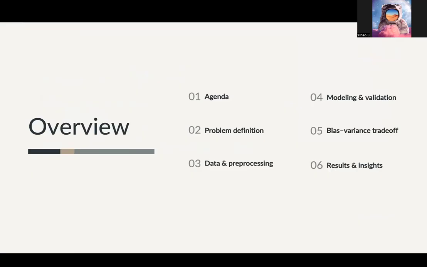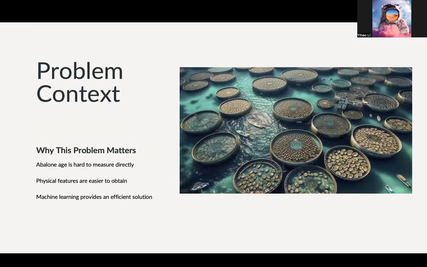First we're going to cover problem definition and data preprocessing, model selection, validation strategies, and also the bias-variance tradeoff. All of these concepts align directly with the learning objectives of Module 1 in practical machine learning. So let's quickly go to the next slide. You can see the picture is our main topic.